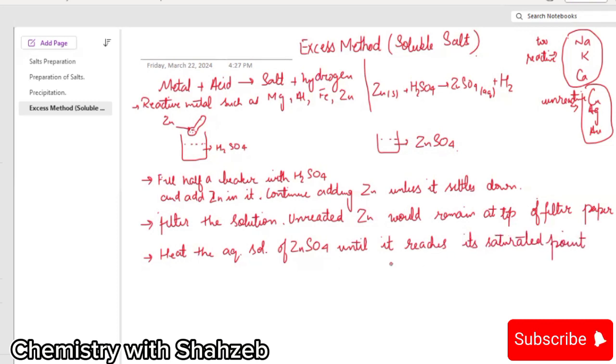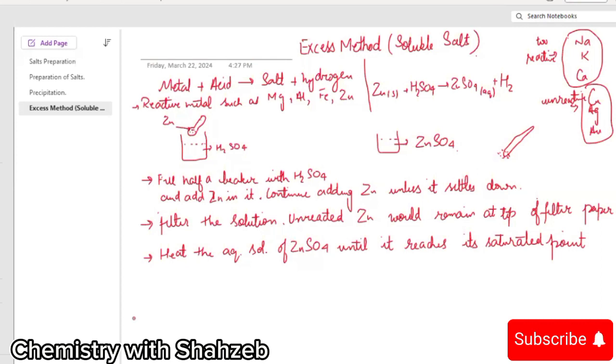How are we going to check the saturated point? We are going to use a glass rod and put it in the solution. Then what happens? Salt would start to form at the surface.